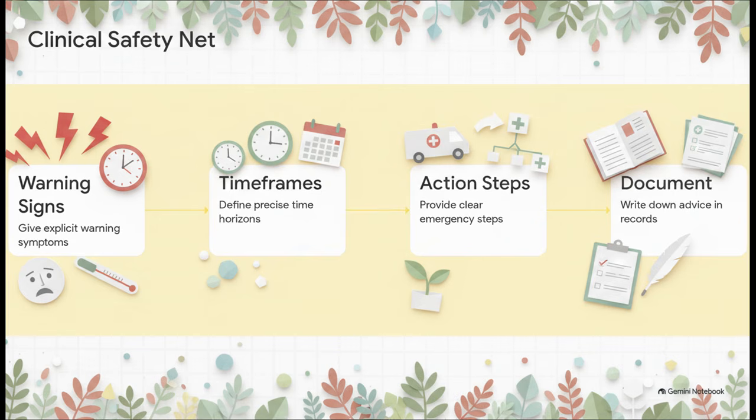Step 2, define precise timeframes. Let them know exactly when they should expect to see an initial response. Step 3, provide clear action steps. Give them crystal clear instructions on what to do if those red flags pop up, like going straight to the emergency department. And Step 4, write down confirmation in records. Document every single bit of this advice clearly. That is exactly how you properly protect a patient if an unexpected medical event happens to occur.